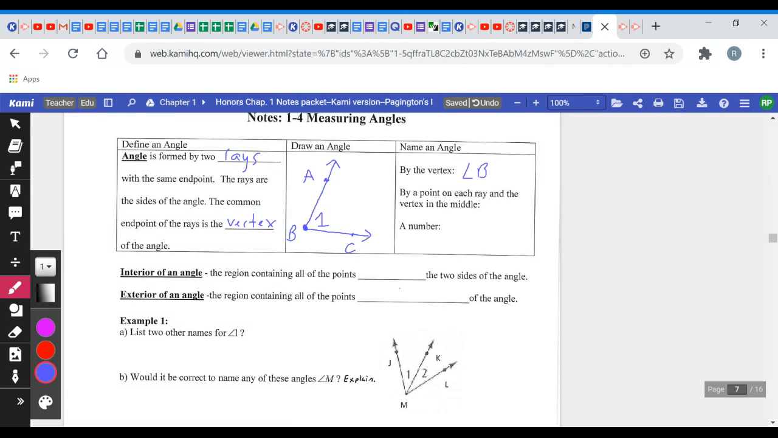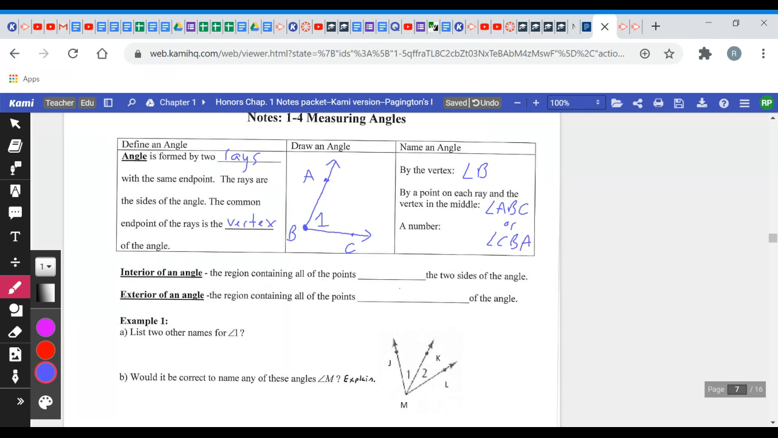The second option says by a point on each ray and the vertex in the middle. So I can use 3 letters to name an angle. I do need to make sure I put the angle symbol in front. In this case, I could call this angle ABC. I want you to think of another way that I could name this angle with 3 letters that would be an appropriate answer as well. That would be angle CBA. But it's very important that you put the B, the vertex, in the middle.